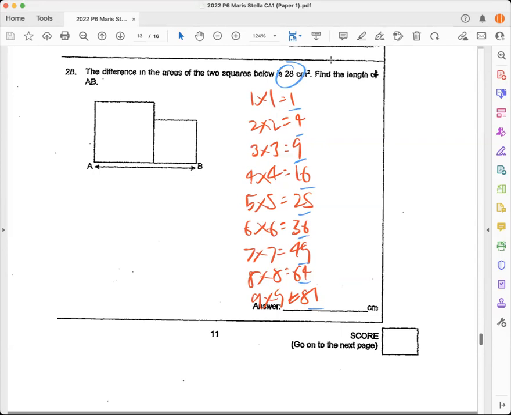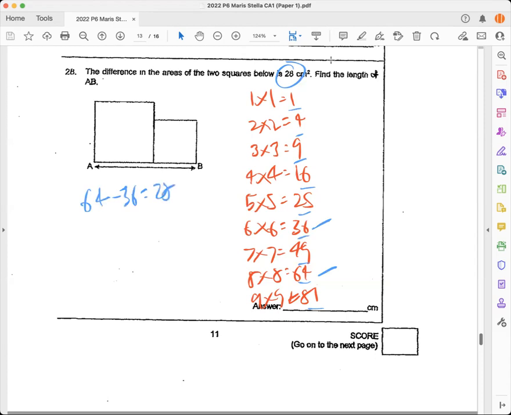So I will just give you the answer. Basically what I did was I went 16 minus 9. Oh, it's not 28, skip. 25 minus 9, no, it's not 28. And so on. I just keep trying, right? So I'll give the answer. The answer is 64 and 36. So 64 minus 36 is equal to 28.